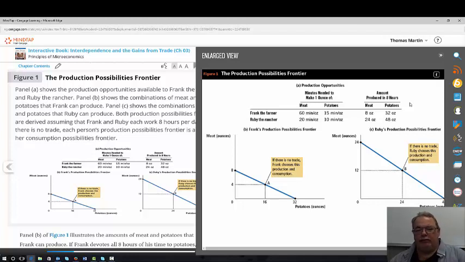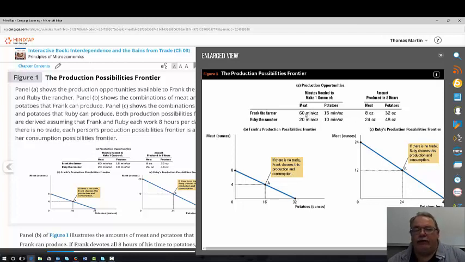Ruby is actually more efficient, and she has an absolute advantage because she can produce an ounce every 20 minutes of meat and an ounce every 10 minutes of potatoes. But let's get these to an 8-hour shift.